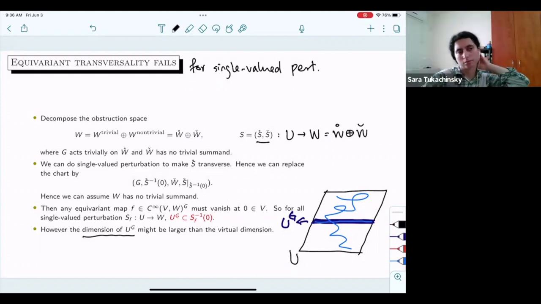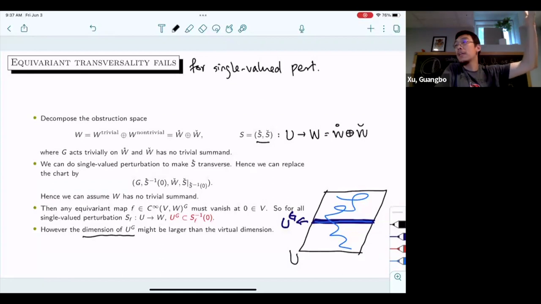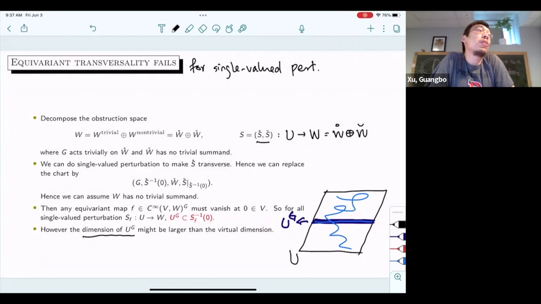Is there maybe some basic, borderline trivial example where we can see this dimension of U^G being too big explicitly? Yeah. For example, you just take Z2. Let's take the obstruction space to be many copies of the non-trivial representation of Z2, like a complex representation C with a non-trivial action by Z2. And let's take the base to be just a single copy of that. Then the virtual dimension is negative. However, the origin will always be contained in the zero locus.